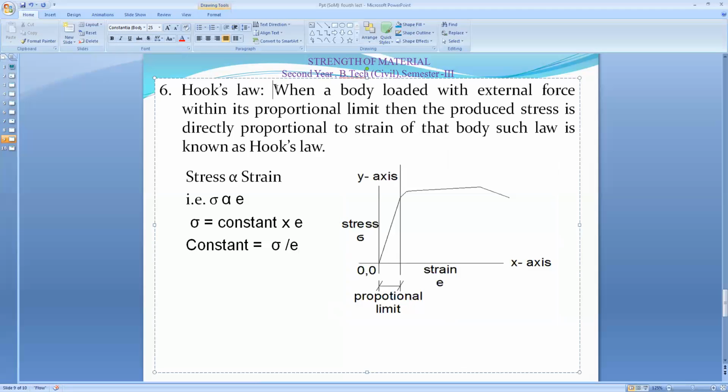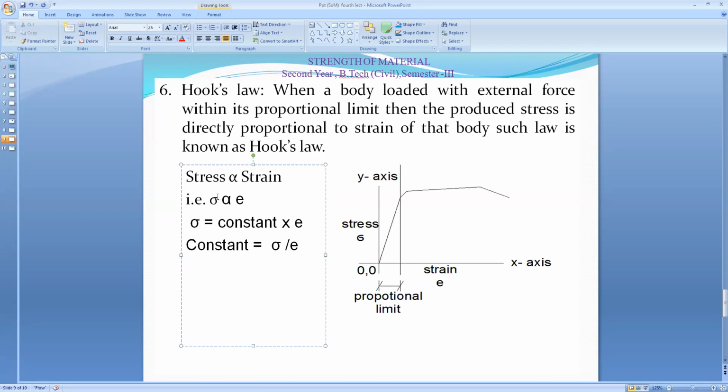So when a body is loaded with an external force within its proportional limit, there is an exact correlation between the stress and the strain, meaning stress is directly proportional to the strain. Such law is known as Hooke's law. Hooke was the mathematician who discovered this correlation between the stress and the strain.